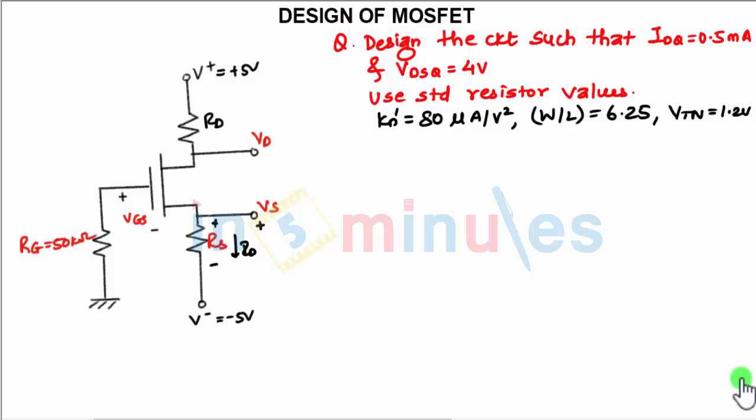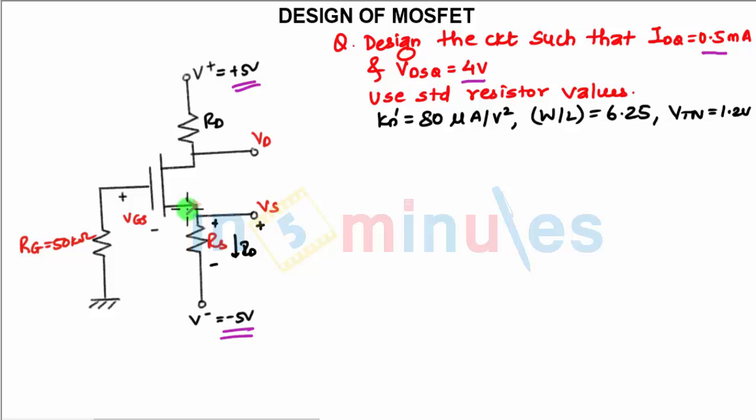Next is again a design problem. The main objective in this design is we need to design a MOSFET circuit biased with both positive and negative voltages. What you can see in the diagram, you have positive as well as negative voltages connected to the circuit, right? And what they have told you, the circuit configuration to be designed is shown in the figure. Design the circuit such that IDQ is 0.5 milliampere and VDSQ is 4 volts, right?